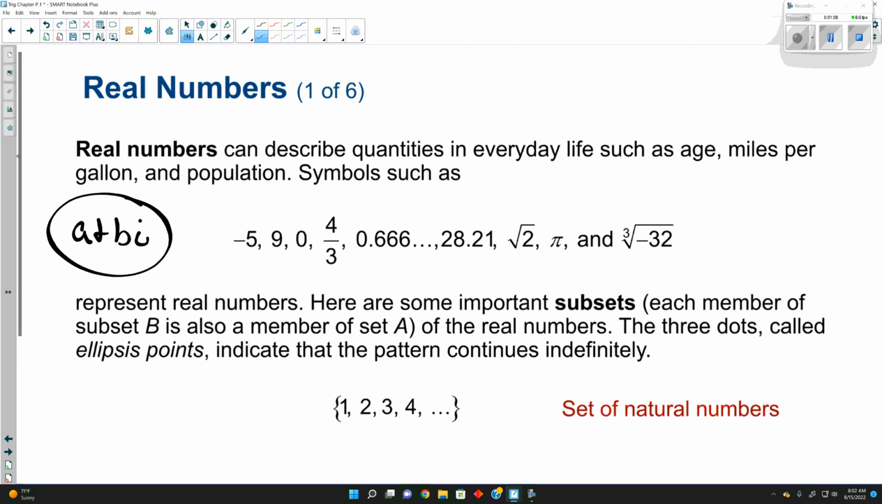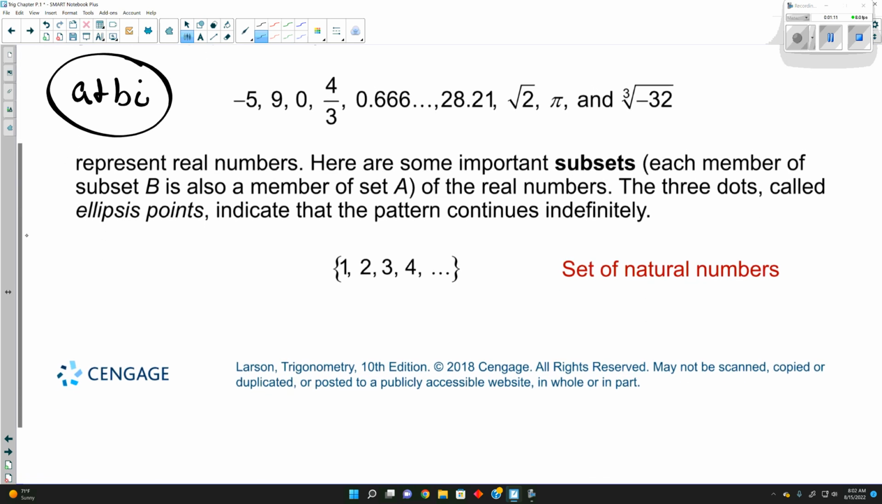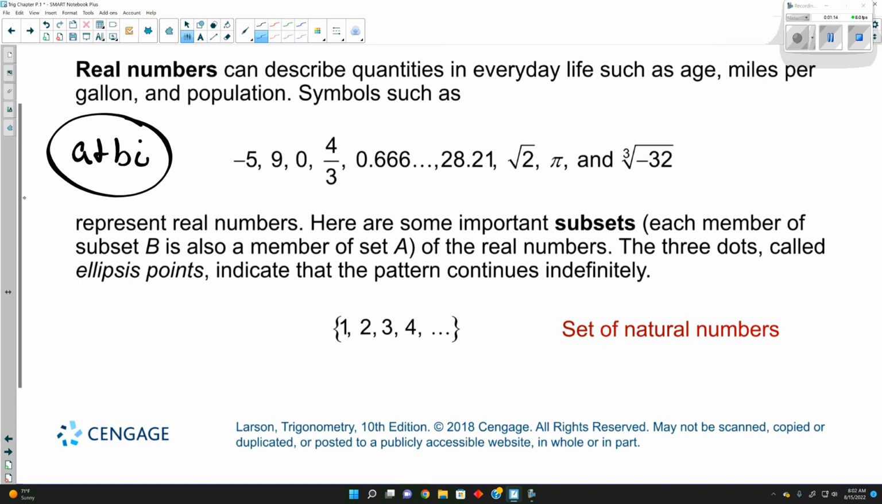Miles per gallon, populations, symbols, we have these here. So any of these here represent a real number. Here are some important subsets. And a subset is just a set that contains everything of another set, but does not have anything it doesn't have.